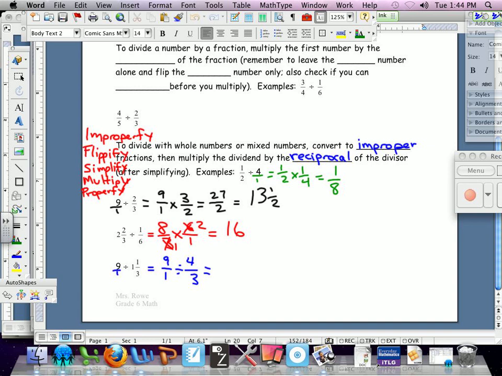Now that second number is flippable, so I can make it into what equivalent multiplication problem? 9/1 times 3/4. Now I can try to simplify before I multiply. Nothing. So now I multiply, what do I get? Yes, sir. You get 27 over 4. So then someone else is going to tell me what it would be when it's made proper. Yes, ma'am. 6 and 3/4. 6 3/4. So that's the type of work that you have to show.